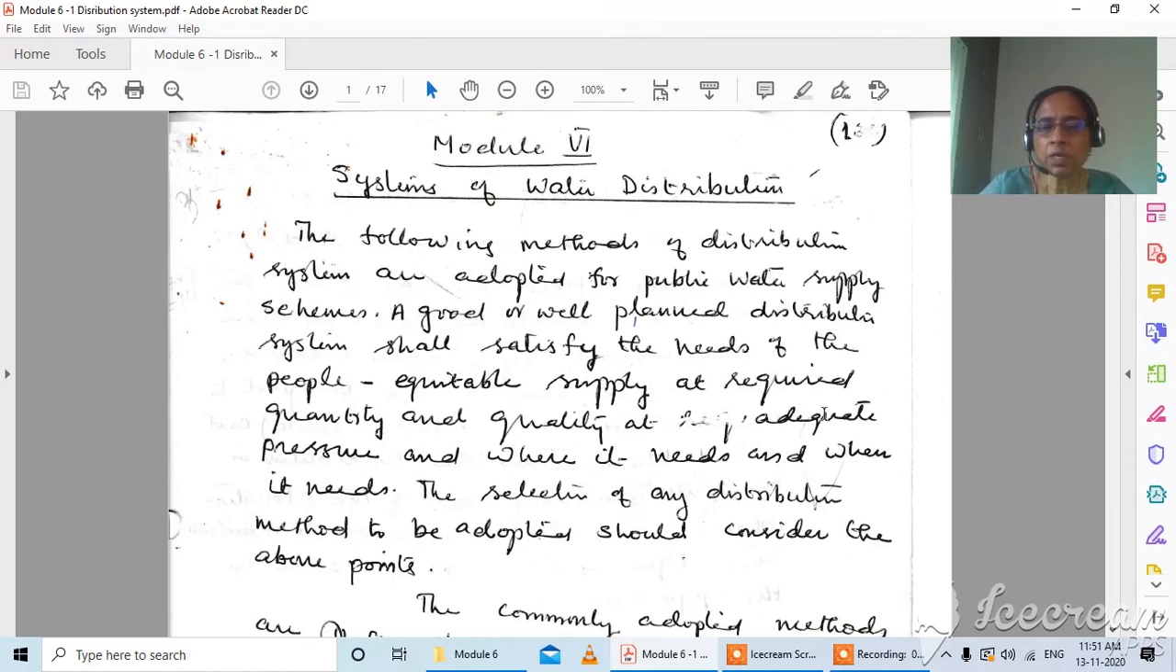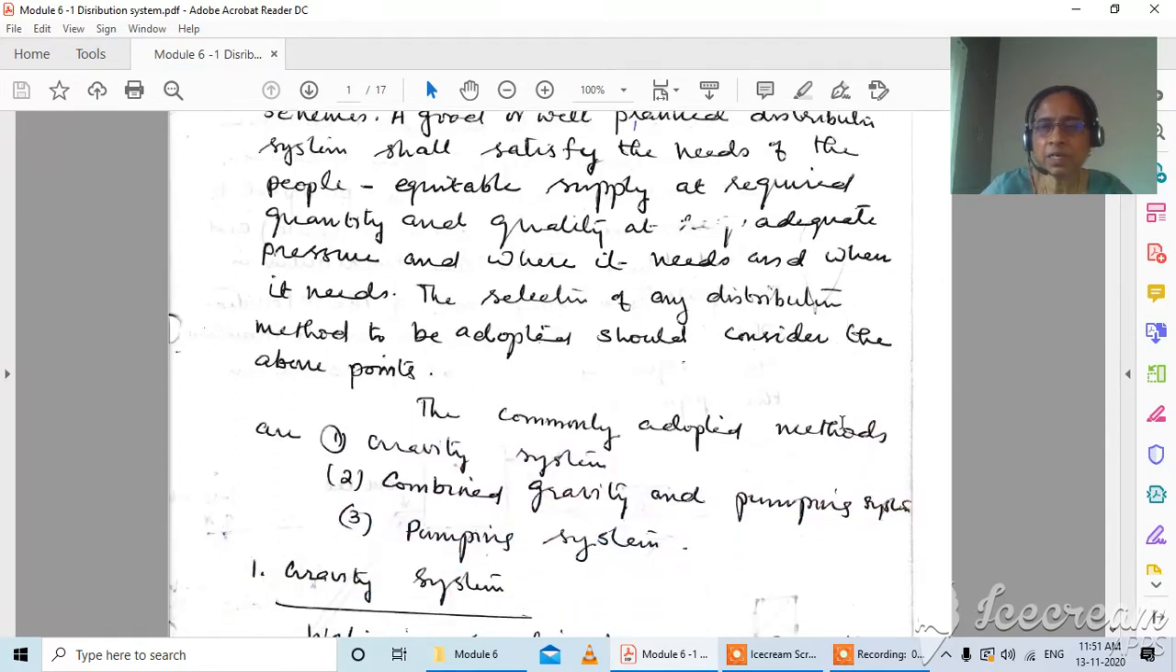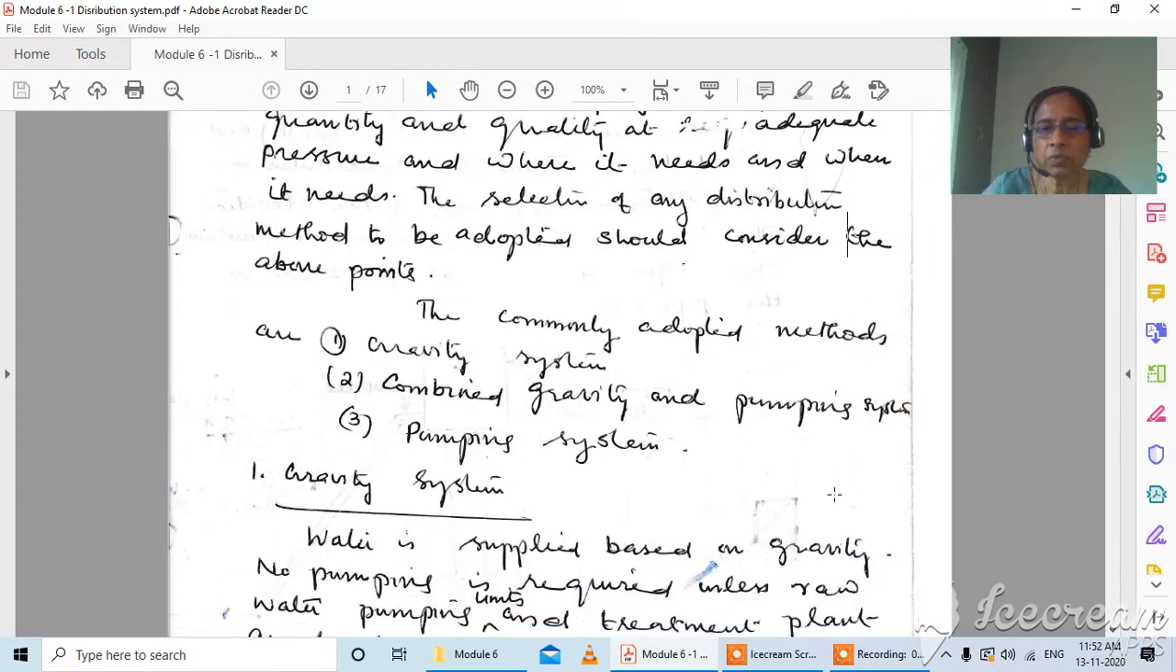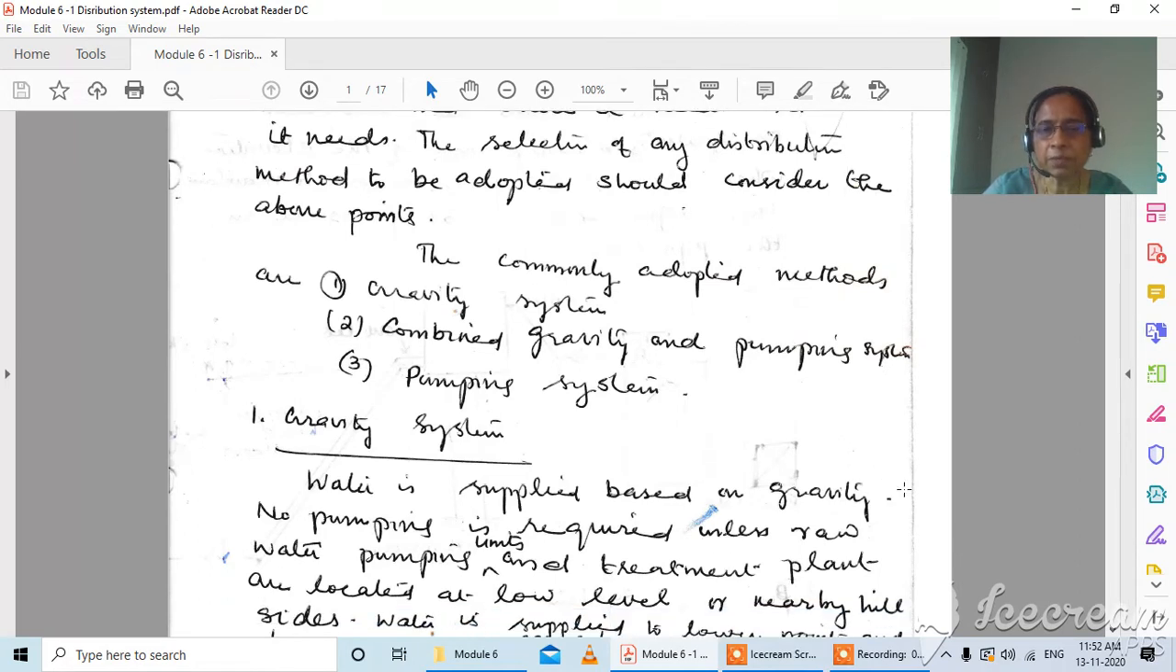Okay, now what are the commonly adopted methods? We will see. First one is the gravity system, second one is the combined gravity and pumping system, and third one is the pumping system. So we will look into them one by one. First one is the gravity system. Water is supplied based on gravity.